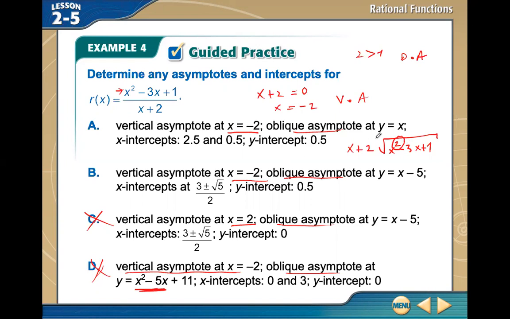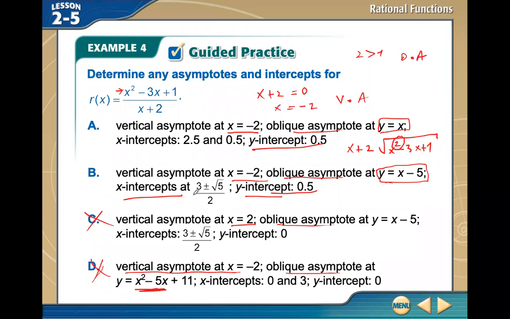And then what does it say? I can't read it. Vertical asymptote, oblique asymptote: y is equal to x, could be, I don't know, but it could be. y is equal to x minus five, could be. So I have to check it. But what about the others? x-intercept and y-intercept. The y-intercept is 0.5. These two are the same. So the difference is here.